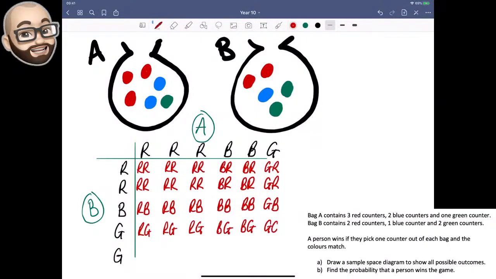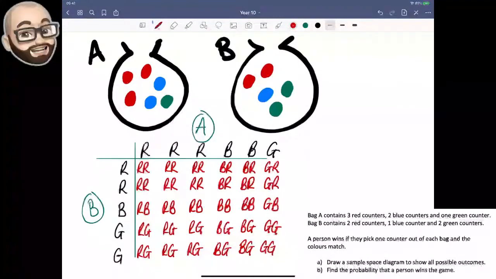This is a green and a green. And this line is going to be exactly the same because it's also picking a green out the second time. And this is my completed sample space. Okay, we can see that there are 30 different possible outcomes here.